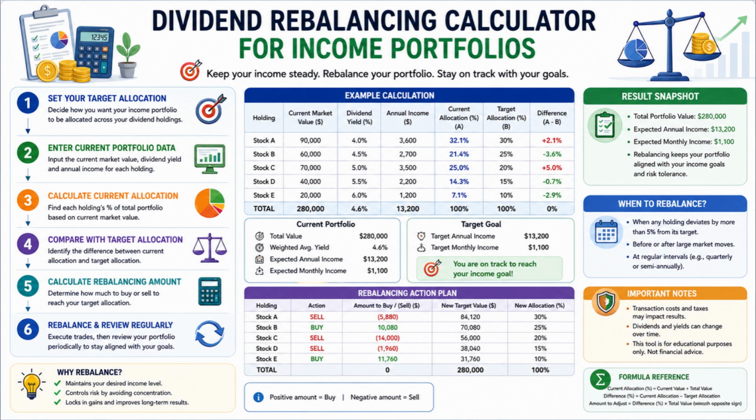A good rule is to review the portfolio when any holding moves more than 5% away from its target, before or after large market moves, or at regular intervals such as quarterly or semi-annually. Finally, remember that transaction costs, taxes, changing dividend yields, and market conditions can affect the final result. This calculator is for educational purposes only and should not be considered financial advice.